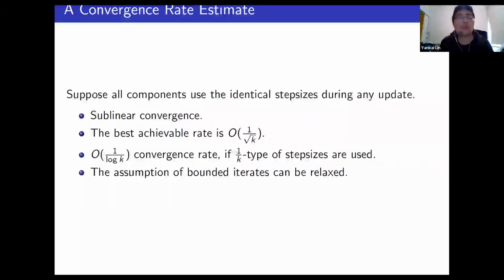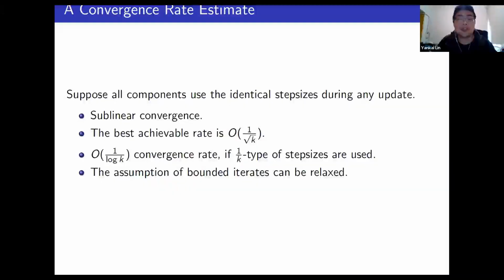One drawback of using tools from stochastic approximation techniques is that it doesn't give you a direct convergence rate estimate as done by using tools from convex optimization. And this convergence rate is often of interest in many optimization problems. So we also did some investigation on these issues. In order to do this, we assume that all components use identical step sizes during any update. What we mean by identical step sizes during any update is that when any of the components are updating, they are using the same step size.